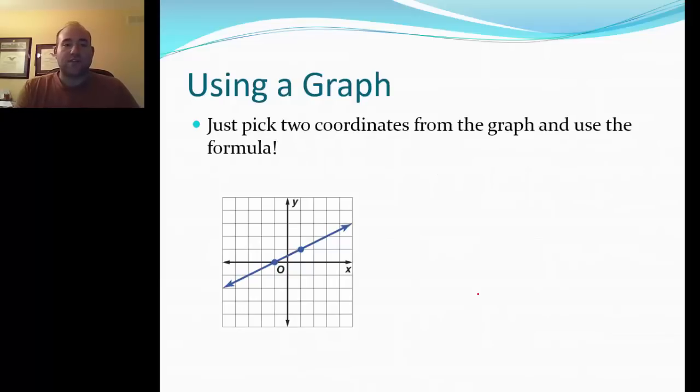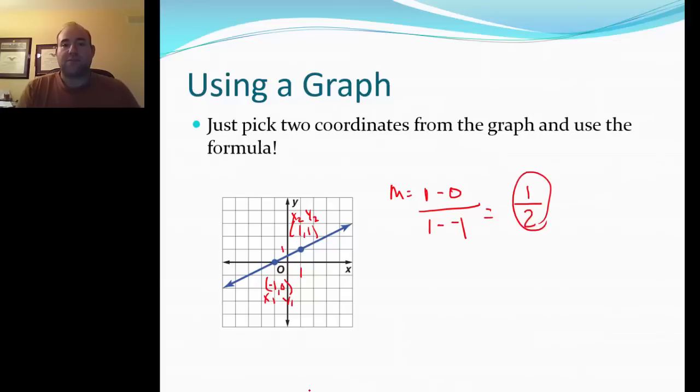Easy. Just pick 2 coordinates and use your formula. So I already gave the 2 points here, so let's just pull out the coordinates. This is 1, 1. This is -1, 0. So m equals 1 minus 0 over 1 minus -1. And again, I picked y2, y1, x2, x1. The top becomes 1. The bottom becomes 2. My slope is 1/2. Okay?